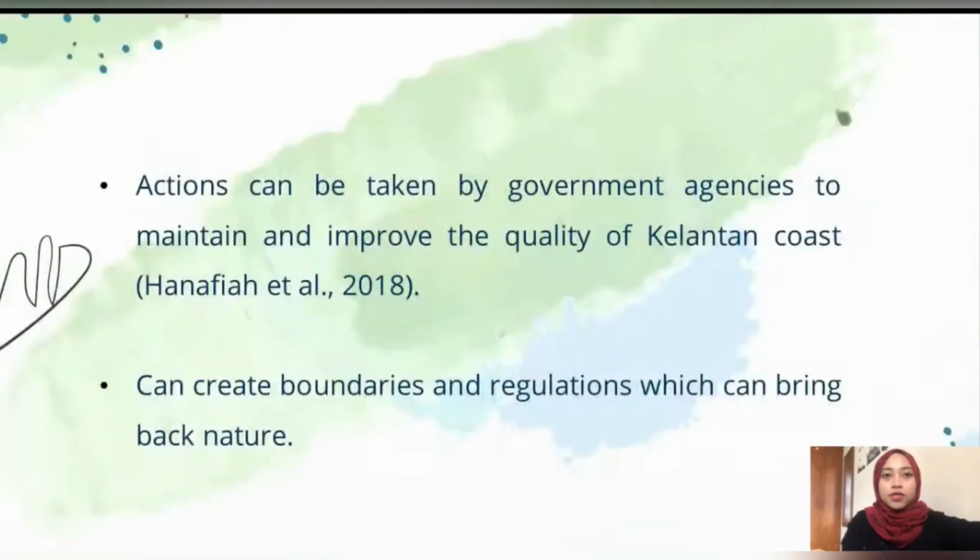Hanafiah et al. 2018 also stated that by determining the cause and effect of Kelantan coastal water destruction, actions can be taken by local authorities and other government agencies to maintain and improve the quality of Kelantan coastal water and to create boundaries and regulations which can bring back nature.